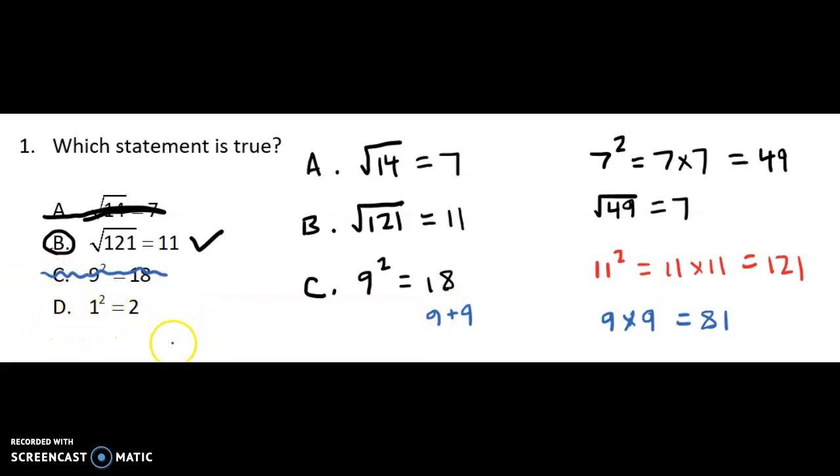And if we look at D here, we have 1 squared is 2. But 1 squared means 1 times 1. And anything multiplied by 1 remains itself. So it couldn't be D either.